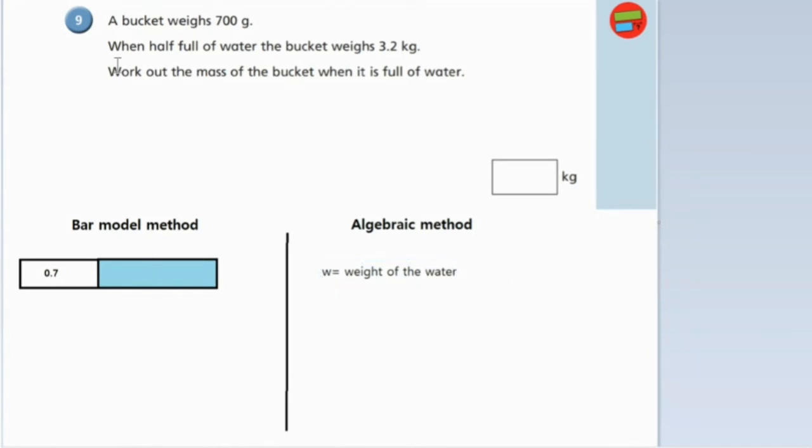Let's see if I can add some more information to my bar model. I've been told that when half full of water, the bucket weighs 3.2. So I'm going to draw in that bar, to show that the weight of the bucket and half of the water is equal to 3.2.